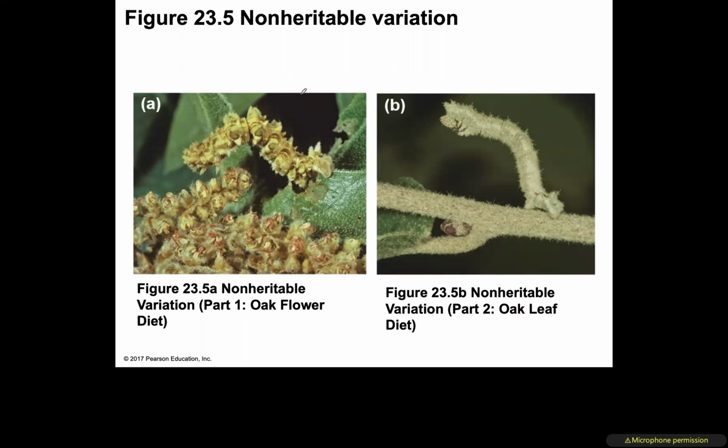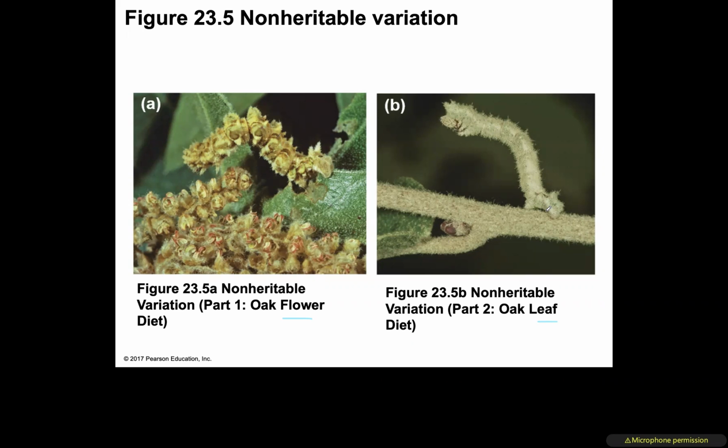So check out this non-heritable variation. These are your caterpillars, same type of caterpillar. It's really cool. This is the caterpillar, and his diet was on oak flower. But this caterpillar ate upon the oak leaf, and because of the chemical makeup of their different diets, their phenotypic expression differs.